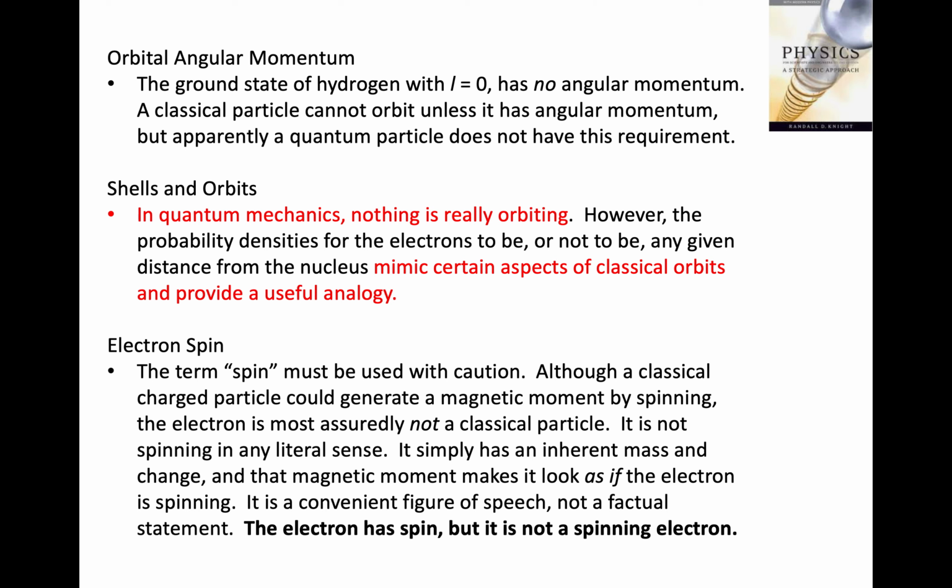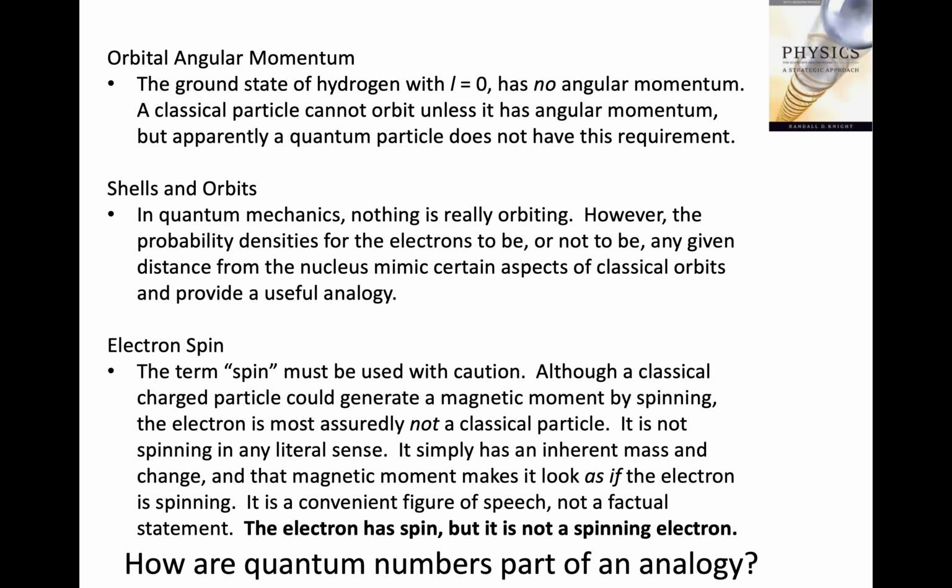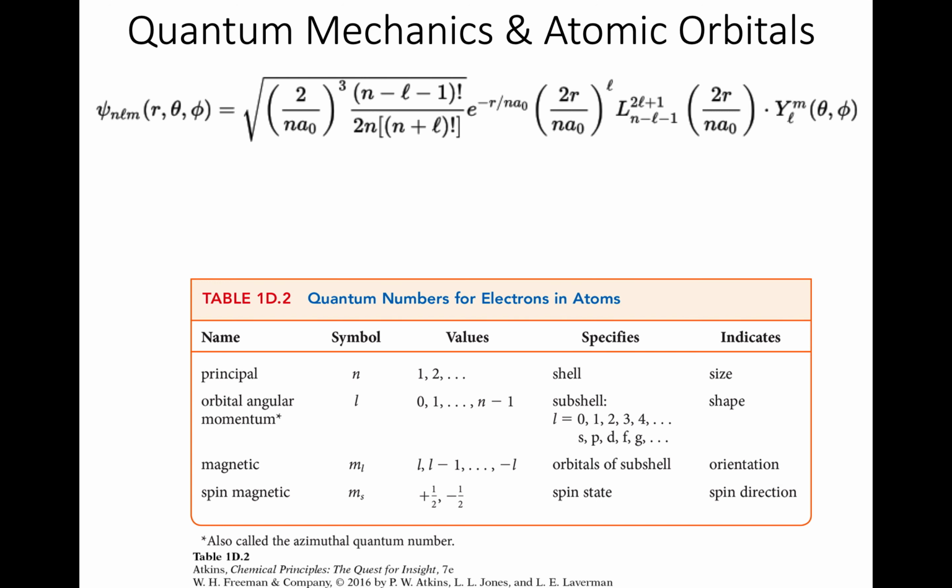Perhaps most telling is when we look at electron spin. The electron is most assuredly not a classical particle. The characteristics of spin are as if the electron is spinning. We have this notion that the electron has the property of spin, but the classical explanation is not appropriate. So within this discussion, this is what we're really tasked with. We're considering quantum numbers, and we have to ask, how are quantum numbers supporting an analogy?